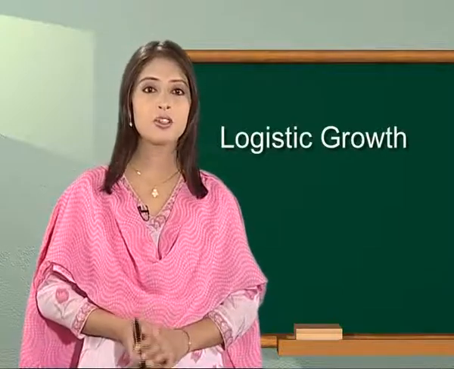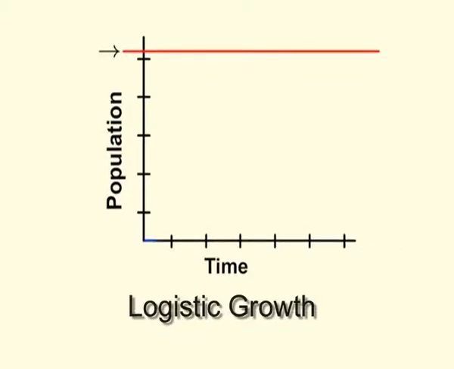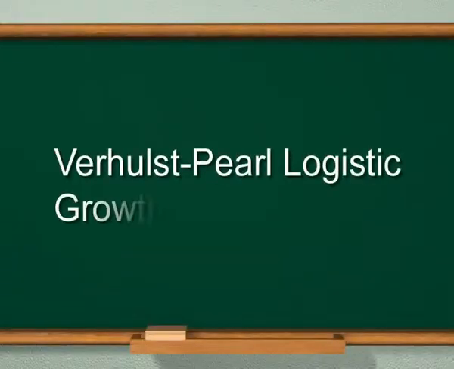A population growing in a habitat with limited resources shows initially a lag phase, followed by phases of acceleration and deceleration, and finally an asymptotic condition. This asymptotic condition arises when the population density reaches the carrying capacity of that particular geographical area. This type of population growth is also known as Verhulst-Pearl logistic growth.